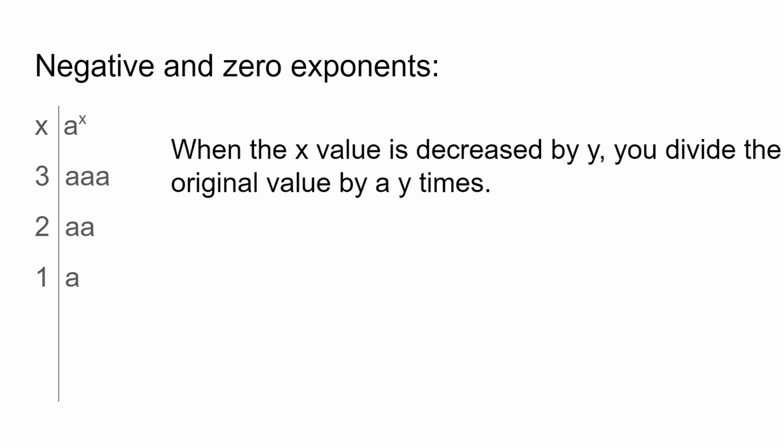And a to the 0 is the same thing as a to the 1 minus 1. And a to the 1 minus 1 is equal to a to the 1 divided by a to the 1, which is equal to 1, unless a is equal to 0. When a is equal to 0, it will usually be undefined. But on some calculators, it says 0 to the 0 is equal to 1.